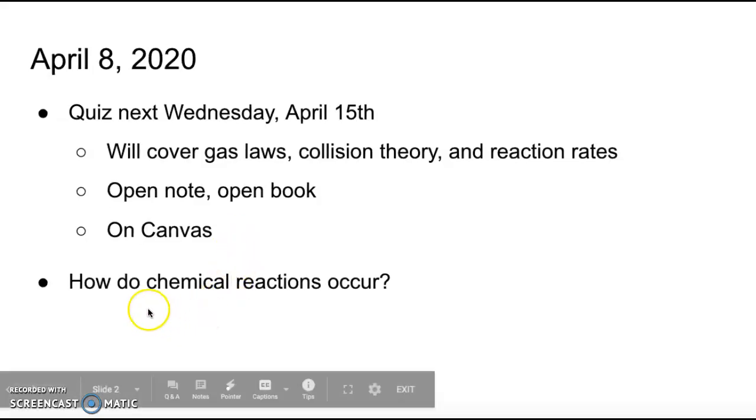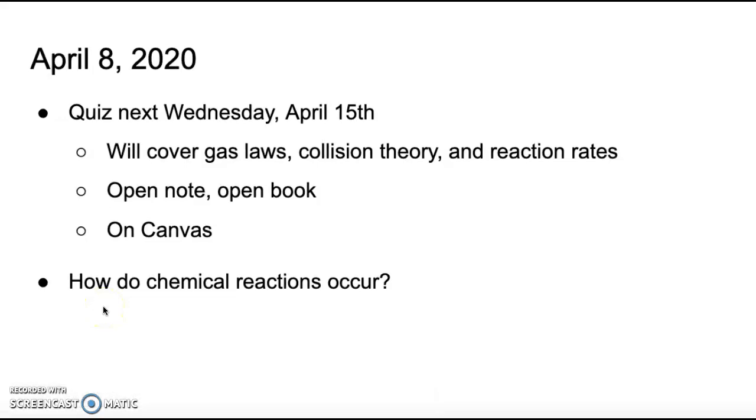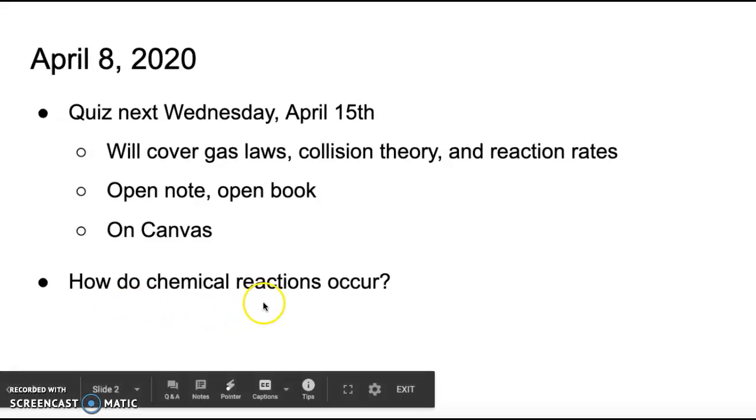All right, so what we're going to talk about today is how do chemical reactions occur. When you mix two things together in a beaker, what's actually happening with the molecules, and how do those molecules come together to form the products that you're trying to make? So the first thing that we're going to talk about is called collision theory.